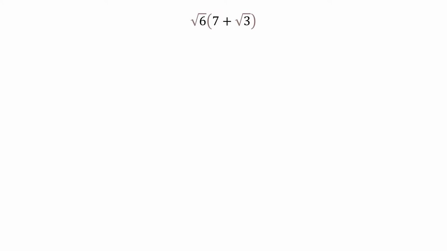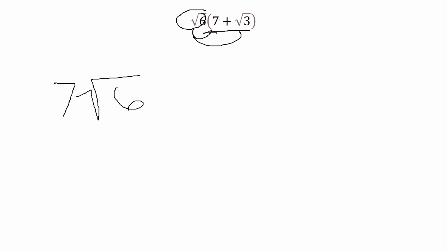Let's do one more just to be on the safe side. These are relatively easy. I cannot add these. They are not like terms. You have to remember that. They are not like terms. So I need to distribute my square root of 6. 7 times square root of 6 is 7 square root of 6. Square root of 6 times square root of 3 is square root of 18.